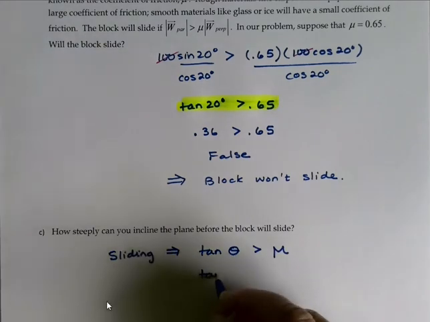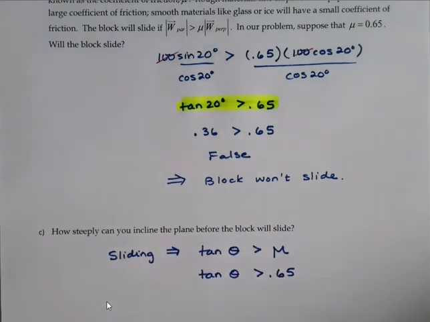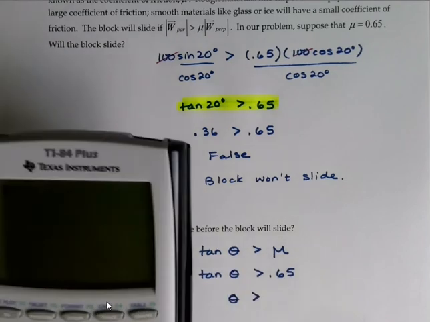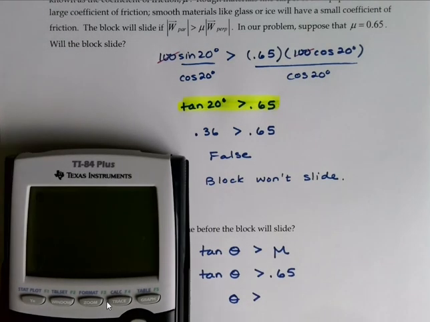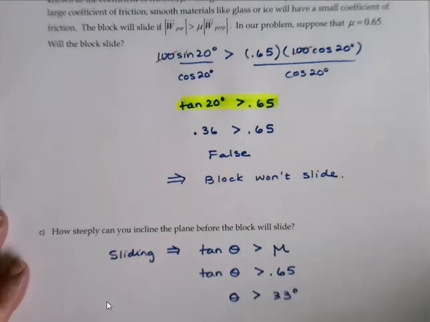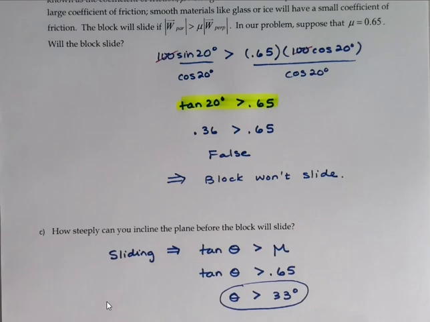So in this case, I want to know when is the tangent of theta greater than 0.65. Well, let's see. If I take the inverse tangent of 0.65, I get about 33 degrees. So it looks like that plane is going to have to be inclined more than 33 degrees in order to get this block to slide.